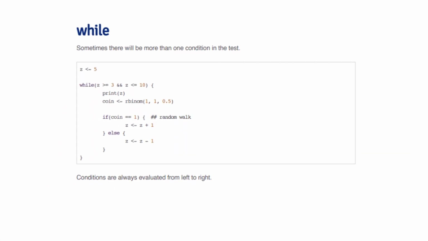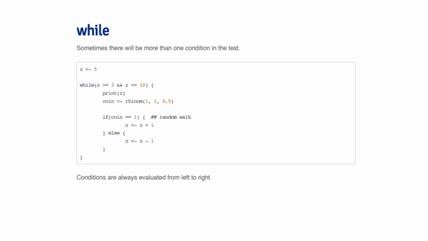You can test multiple conditions in a while loop or in any type of construct like an if statement, for example by using the logical operators. Here I've got a variable z which I initialize to the value of 5. The condition for the while is basically while z is greater than or equal to 3 and less than or equal to 10. So while it's between the values of 3 and 10, I'm going to print the value of z. I'm going to flip a fair coin, and if the coin is a 1, I'm going to add 1 to my value, and if it's equal to 0 or any other value for that matter, I'm going to subtract 1 from z. So here I'm sharing a little random luck, and the value of z is going to go up or down depending on my coin flip.